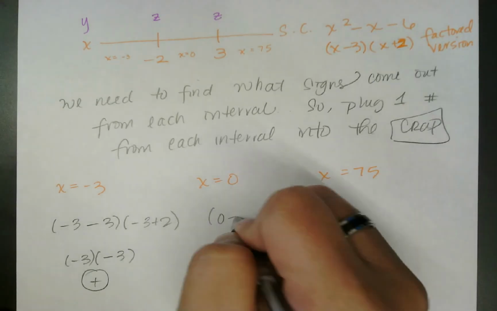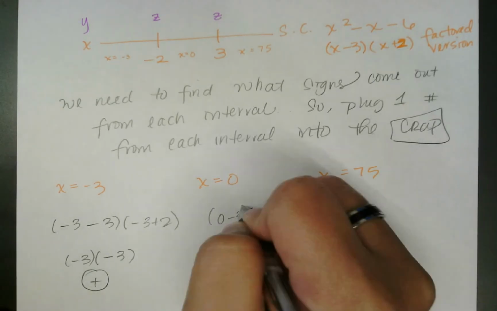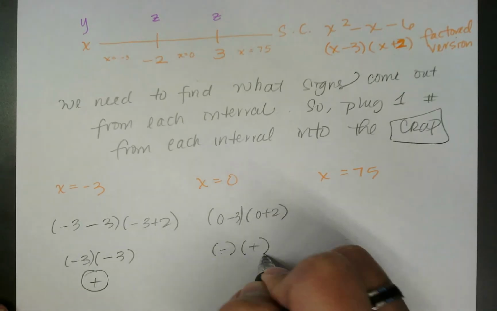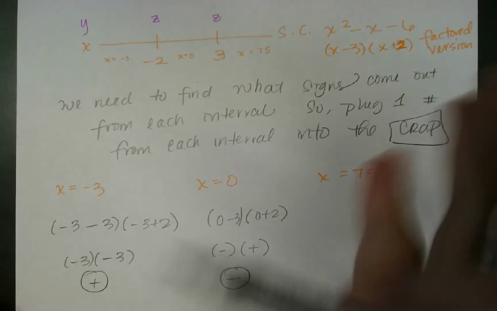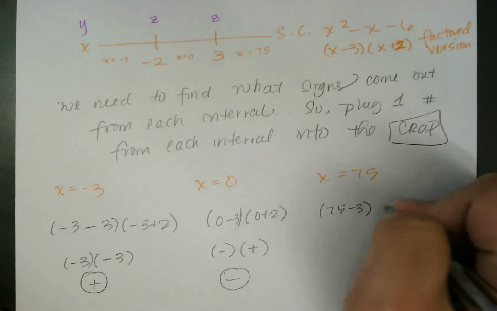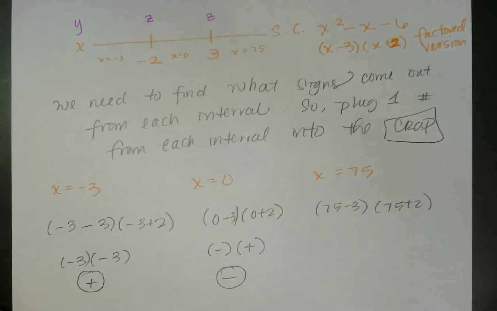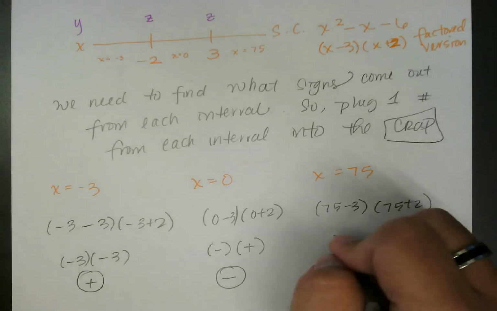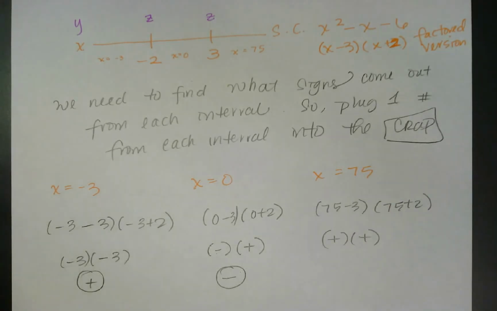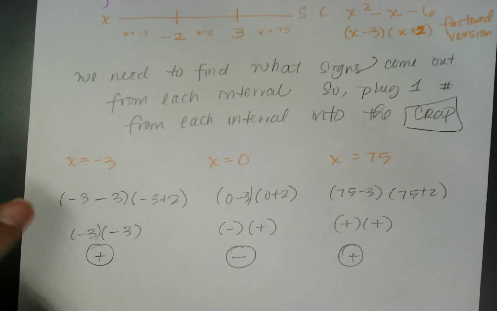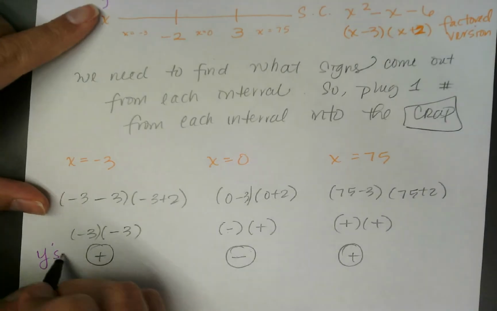Plug in 0. 0 minus 3 times 0 plus 2. Look, I don't even care about the number. It's negative times a positive. That's a negative. And we're going to talk about putting them on the sign chart in a minute. I'm just doing these quickly. And then 75. 75 minus 3 times 75 plus 2. So why did I pick 75? Because 75 is so big, it's going to be so obvious that it's positive. 75 wins. It's positive times positive. I don't care what you plug in, it's just easy to think about. When the numbers are so huge, you see who's winning. Positive. So when you plug in these x's, these are your y values.